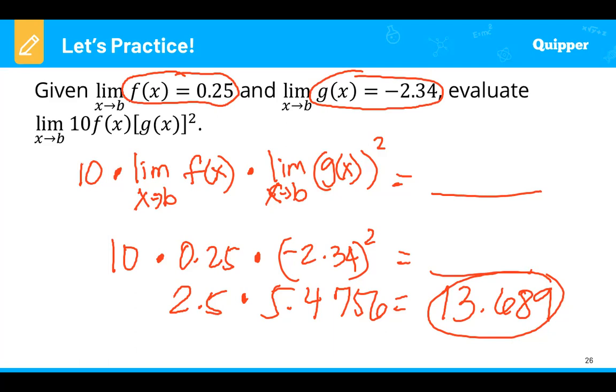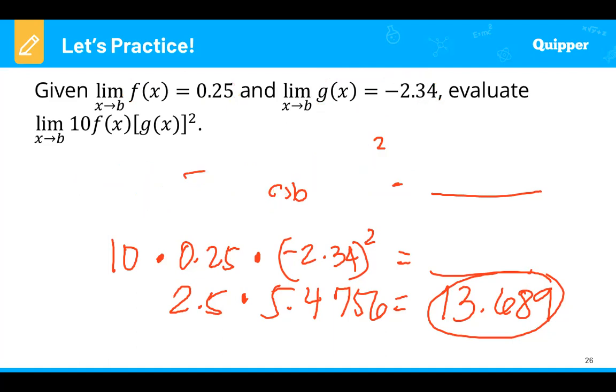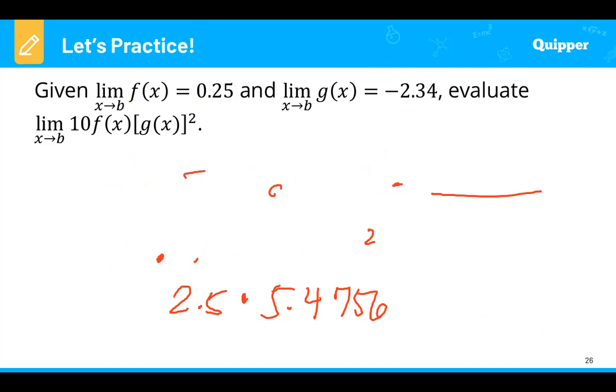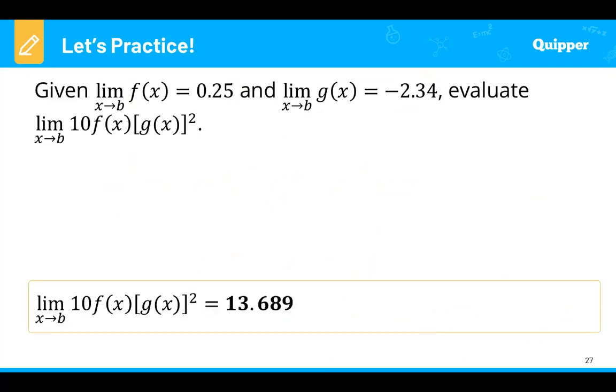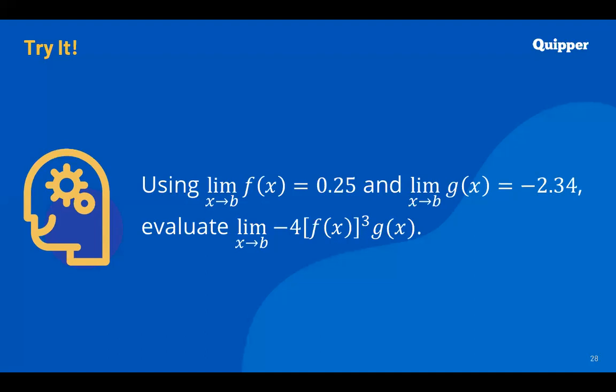Next one. Everyone erase this one. So again, these are now the combinations of all the laws that we've discussed. So you need to apply everything that you've learned. Okay, next one. So we are correct, 13.689. Again, using the limit of f of x equals 0.25 and the limit of g of x equals negative 2.34, evaluate the limit of negative 4, f of x cubed and g of x, if x is approaching b.